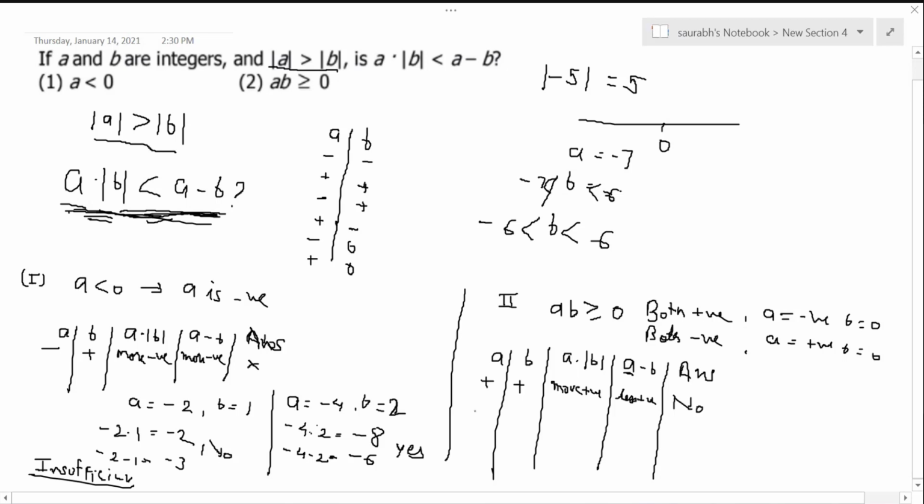Good. Now let's consider another scenario. What if both A and B are negative? If both are negative, what happens to A dot mod B? It's going to be negative. It's going to be more negative than A. Yes, because B is anyway going to be positive. So negative into positive is more negative.